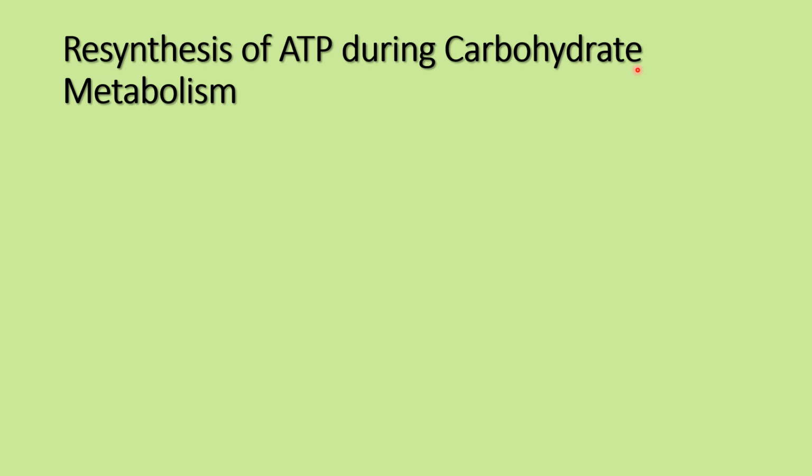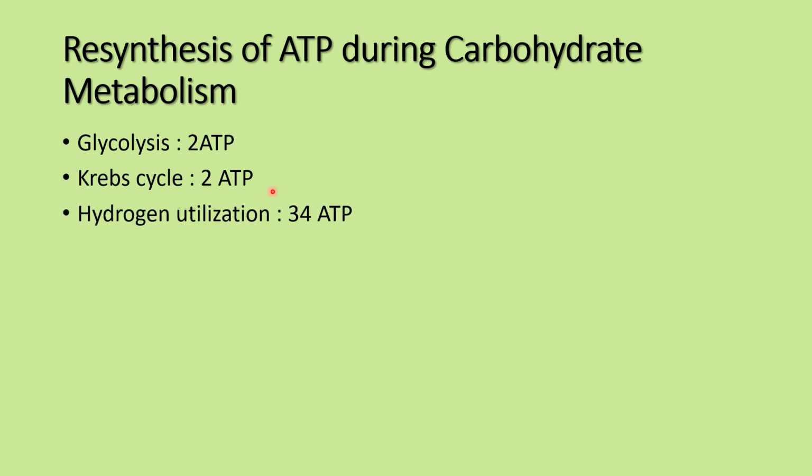Resynthesis of ATP during carbohydrate metabolism: during glycolysis from glycogen to pyruvic acid, only 2 ATP is produced. During the Krebs cycle, the net ATP is 2 ATP. During carbohydrate utilization, the 24 hydrogen ions produce 34 ATP. 20 hydrogen ions produce 30 ATP, and another 4 hydrogen ions produce 4 ATP. In total, 38 ATP is produced from carbohydrate metabolism.